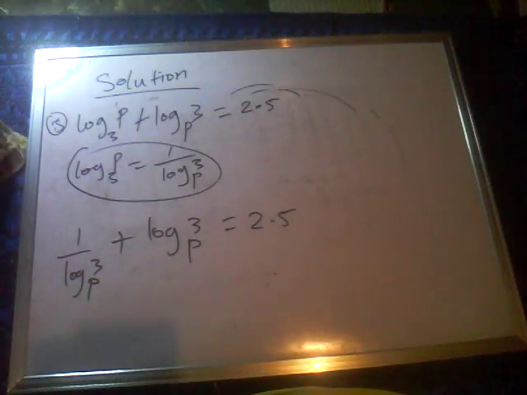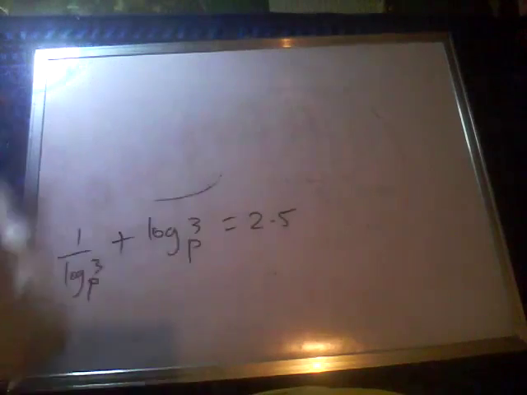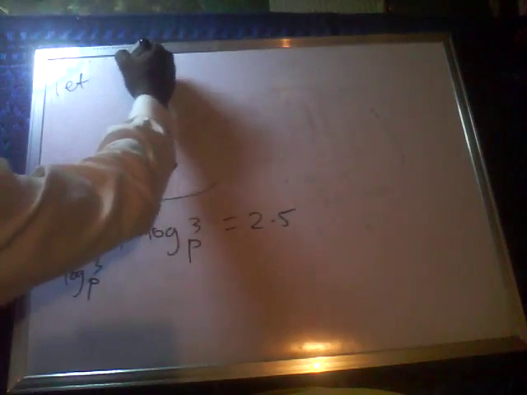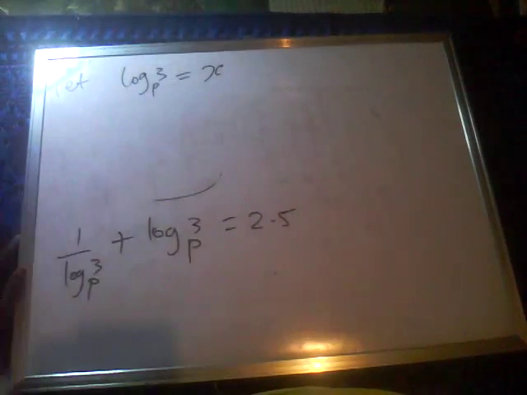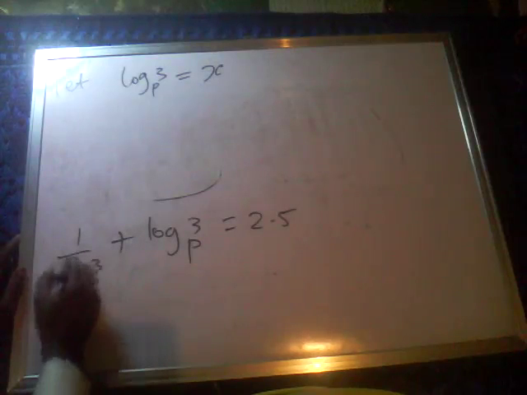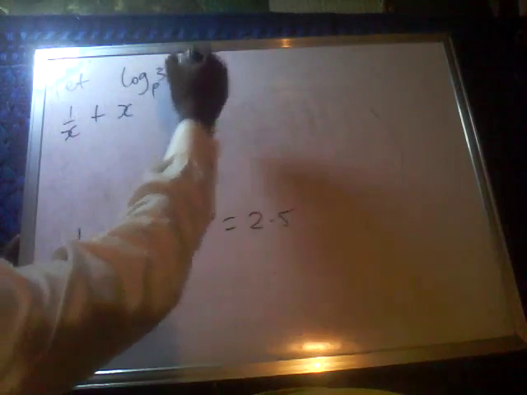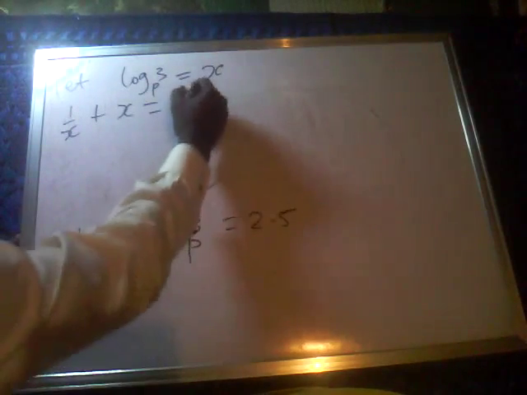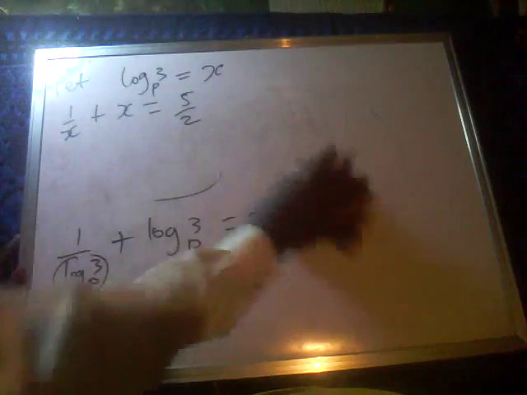Because this is going to involve a little algebra other than the one that we have been solving, we have to say let log 3 to base p be a particular variable, let's say x. So since log 3 to base p is x, that means 1 over x plus x is equal to 2.5, which can be rewritten as 5 over 2. That's a little mathematical procedure that we have to carry out.